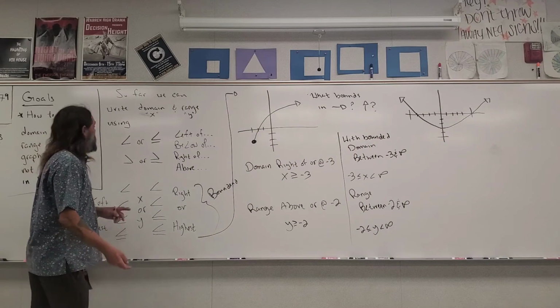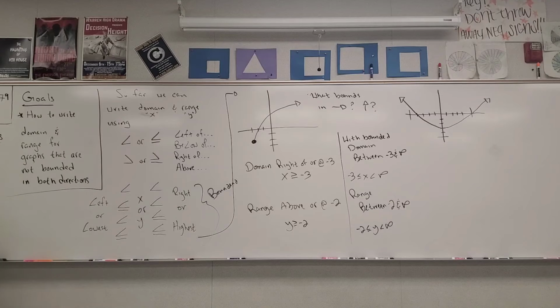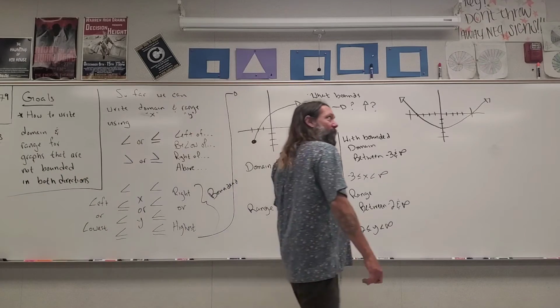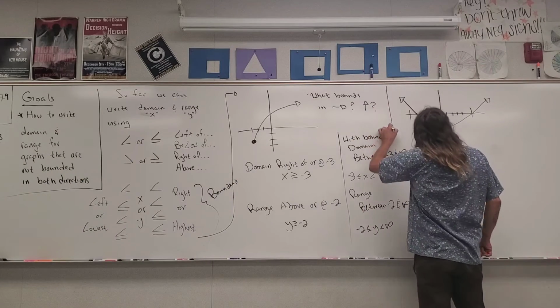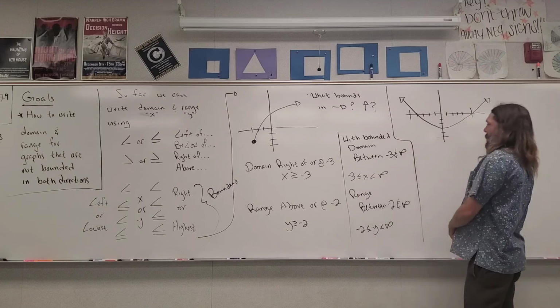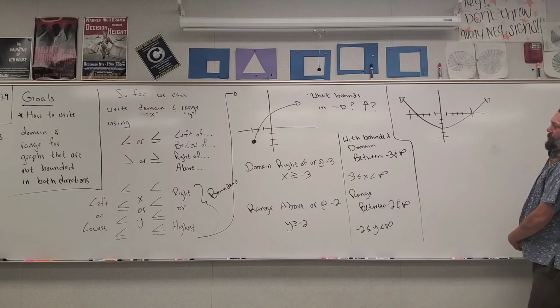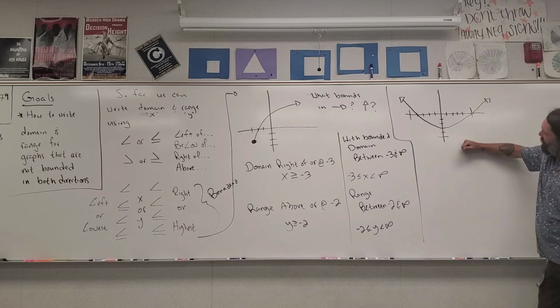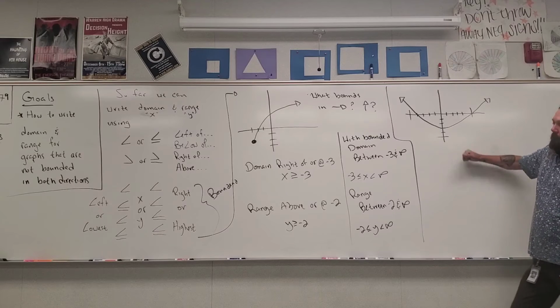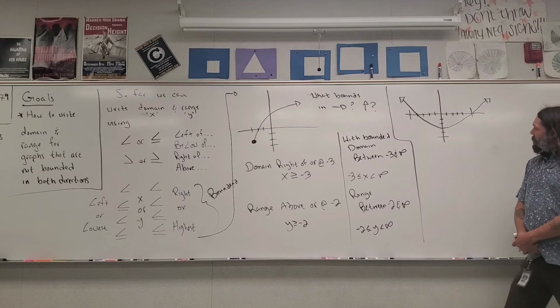And this is a clue on how I'm going to write the domain and range for graphs that are not bounded in both directions. So hopefully you kind of figured out how this last problem is going to go. All right, so let's write this using bounded. Okay, write the domain and range using a bounded form.